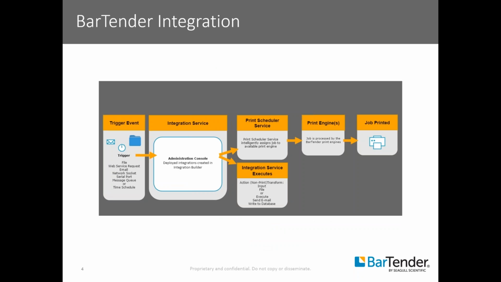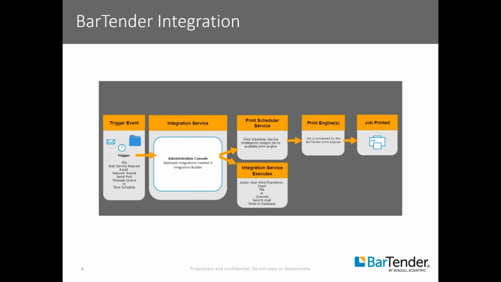Here we see a simple workflow or diagram, if you will, of what's actually happening from beginning to end. On the left, we see a trigger event. So this is what is actually triggering your integration. The integration is just waiting for that to happen, such as a file dropping or a web service request to come in. From there, the integration service then executes any actions it was set up to do. These include writing to a database, moving or deleting a file, or passing any print jobs to the print schedule service.